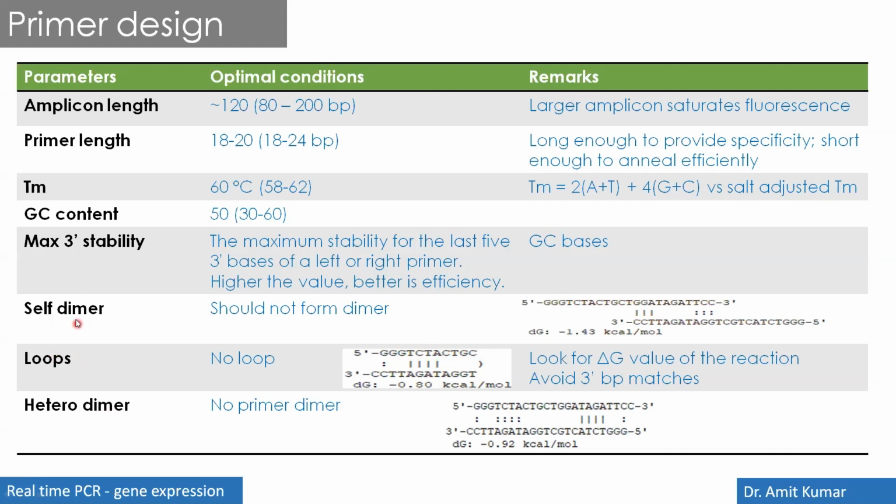Similarly, a heterodimer is where the forward and the reverse primer go and bind together. So it is different from a self dimer, where two copies of the same primer go and bind, whereas in a heterodimer it is the forward and reverse primers binding together, right? So these are some of the aspects of the primers which we need to take care of.